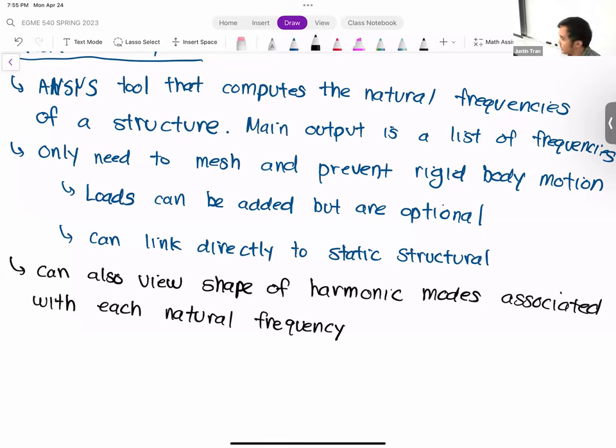The same thing applies here that I told you before. When ANSYS shows you the shapes of these harmonic modes, it's going to show you as if it were a deformation plot, so it's going to have magnitudes on them, like 0.5, 0.6, something like that. But those are not actual deformations. Those values are only meant to illustrate the shape.